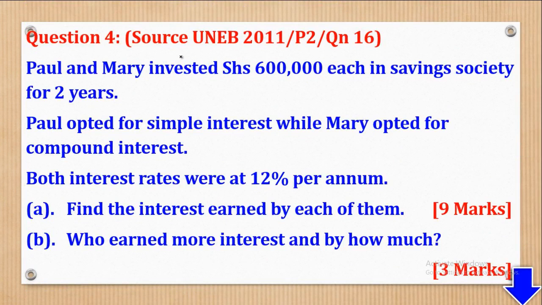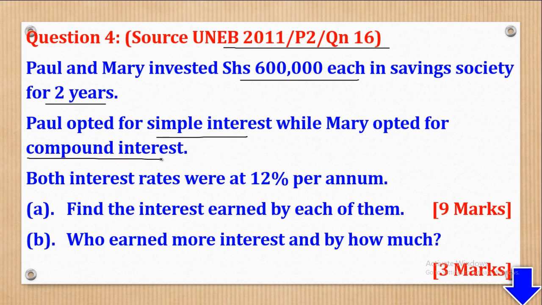Now we shall go to question 4, which came from UNEB 2011 paper 2 question 16, and says Paul and Mary invested shillings 600,000 each in a savings society for 2 years. Paul opted for simple interest while Mary opted for compound interest. Both interest rates were at 12% per annum. Part A, find the interest earned by each of them. Then part B, who earned more interest and by how much?